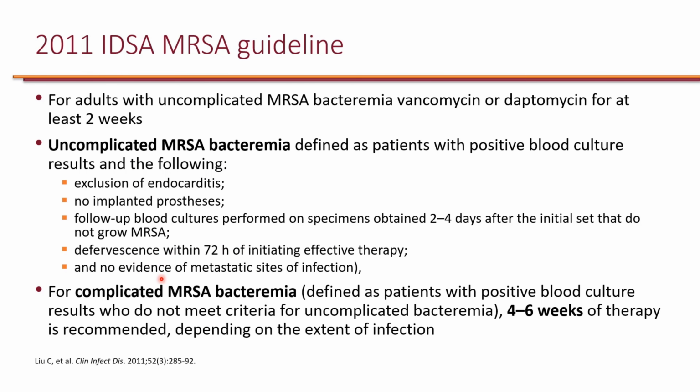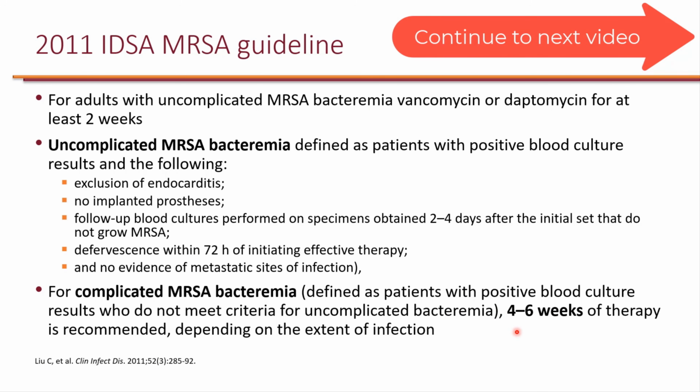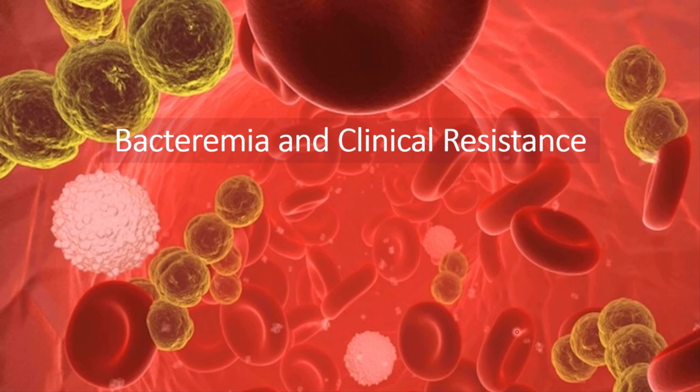And there should be no evidence of metastatic site of infection. In other words, the infection should not be going from the blood to other organs or any other site. If the patient meets all of these criteria, the bacteremia will be considered uncomplicated. Otherwise, if the answer to any of these is yes, then the patient has complicated MRSA bacteremia, and the duration of treatment is 4 to 6 weeks, so at least 4 weeks. Whether it should be 4 weeks, 5 weeks, or 6 weeks depends on how the patient responds during the first 4 weeks and on the clinical judgment of the clinicians. This concludes this presentation.